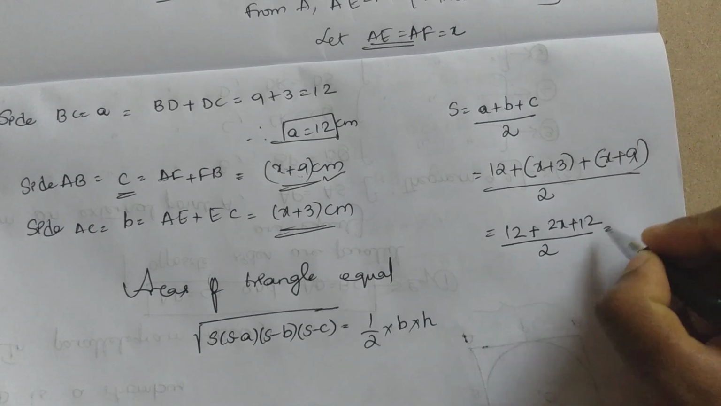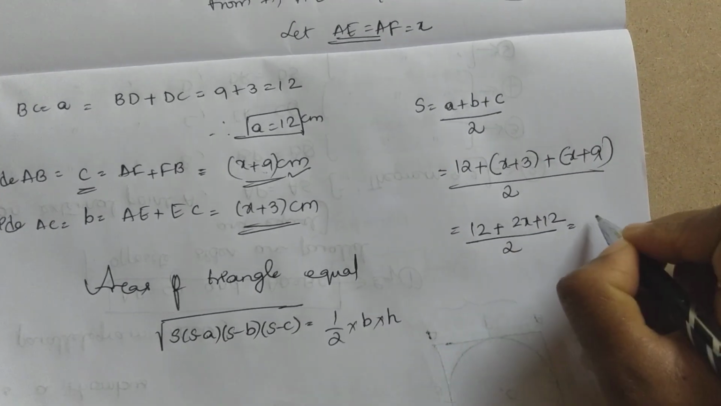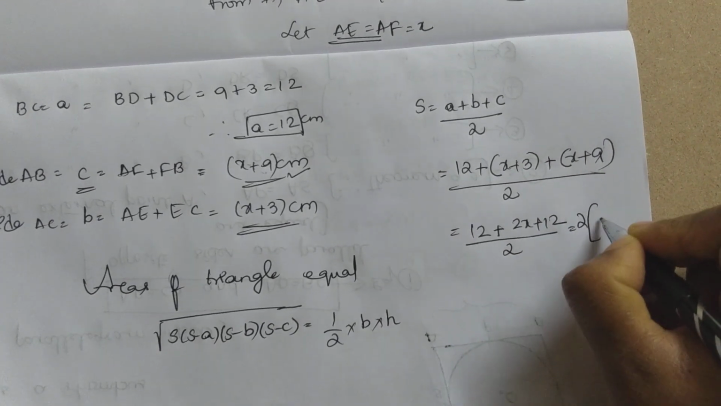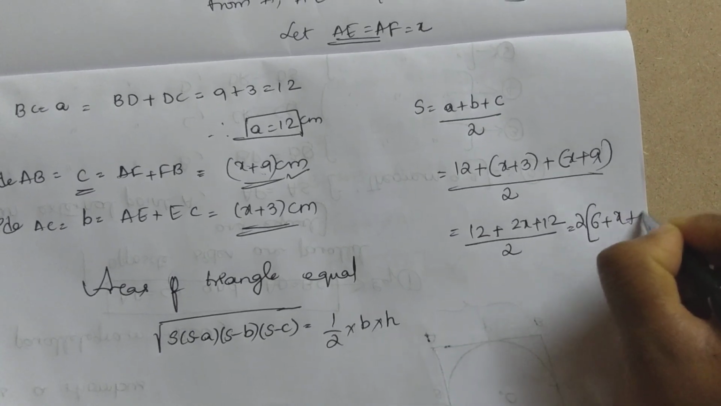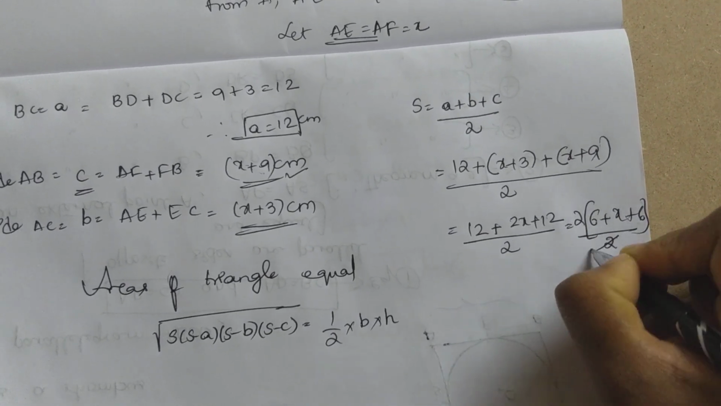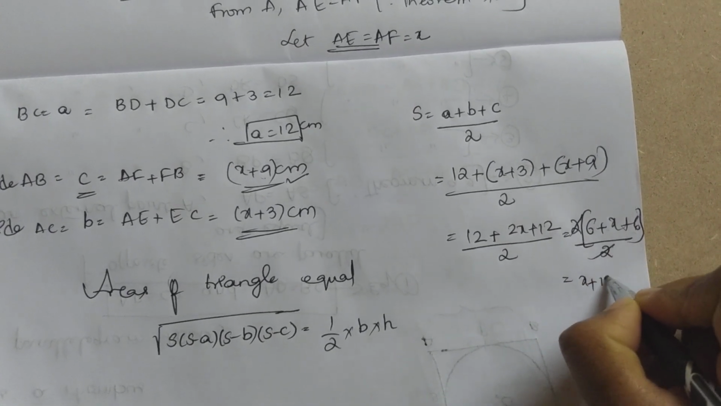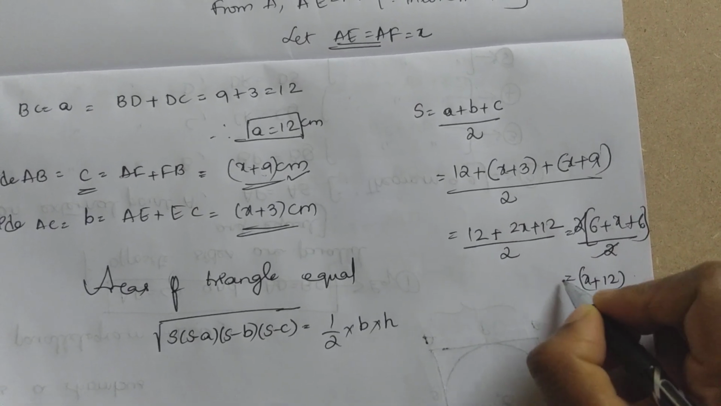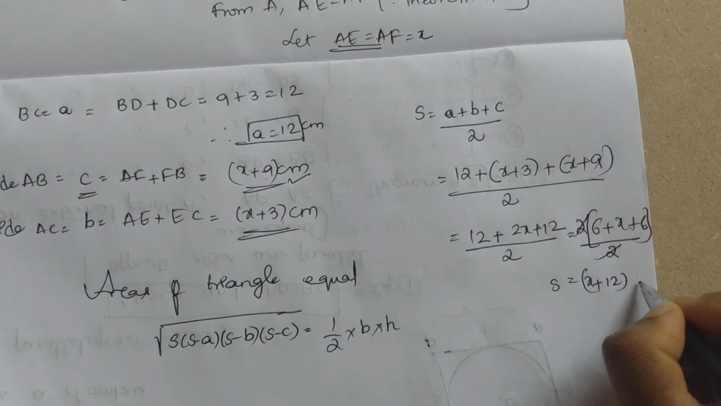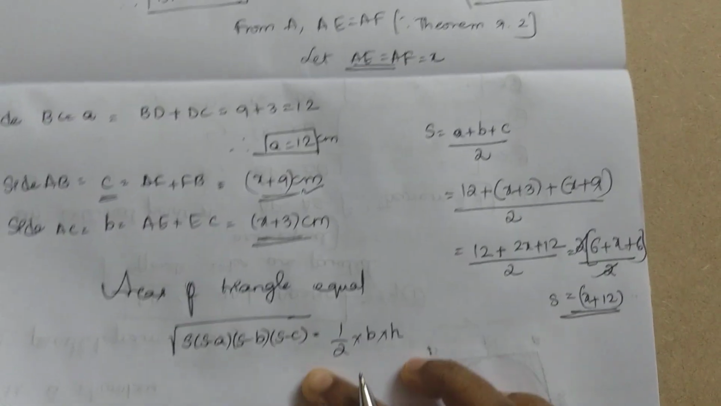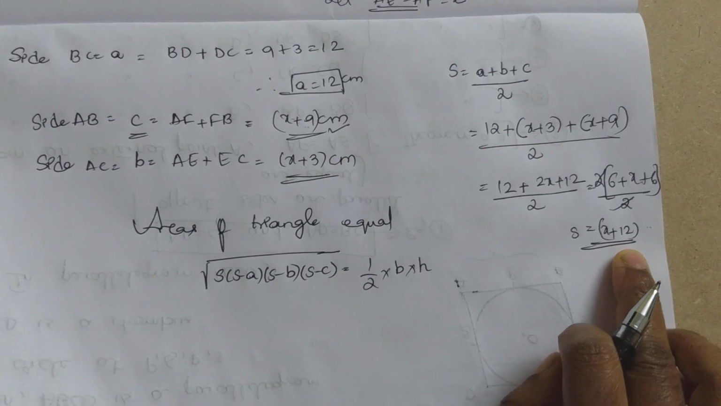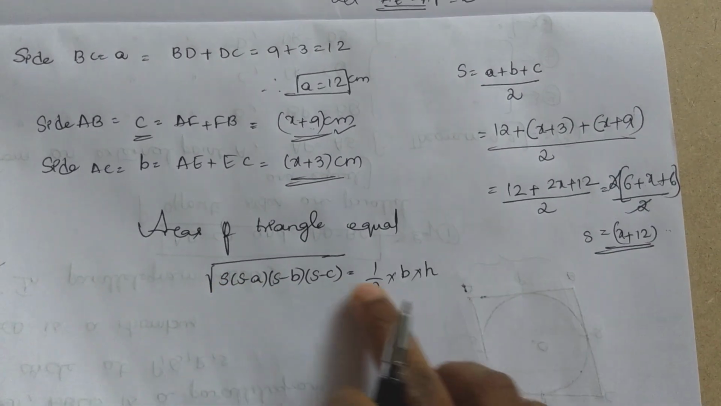Here in the next step what will I do? I'll take 2 common. It becomes 2 times 6 plus x, by 2. 2 and 2 will be cancelled off. You'll get x plus 6. What is this? The s value. Okay, so when you get the s value, we can substitute here directly.